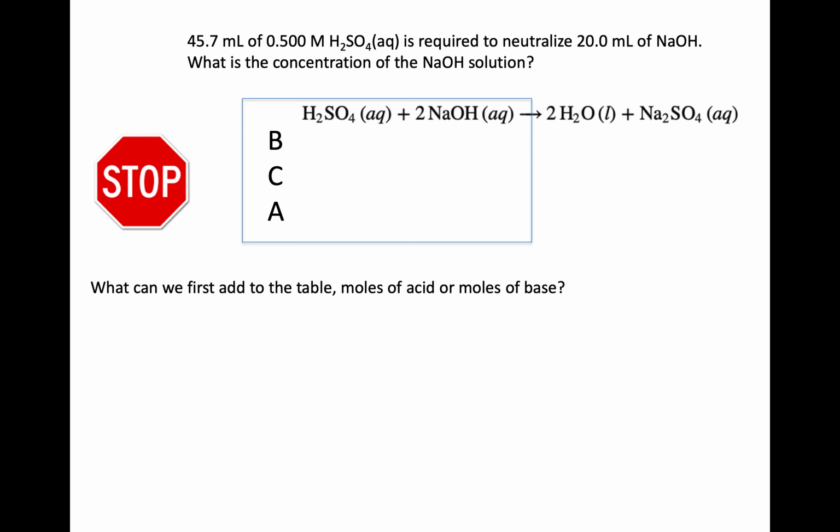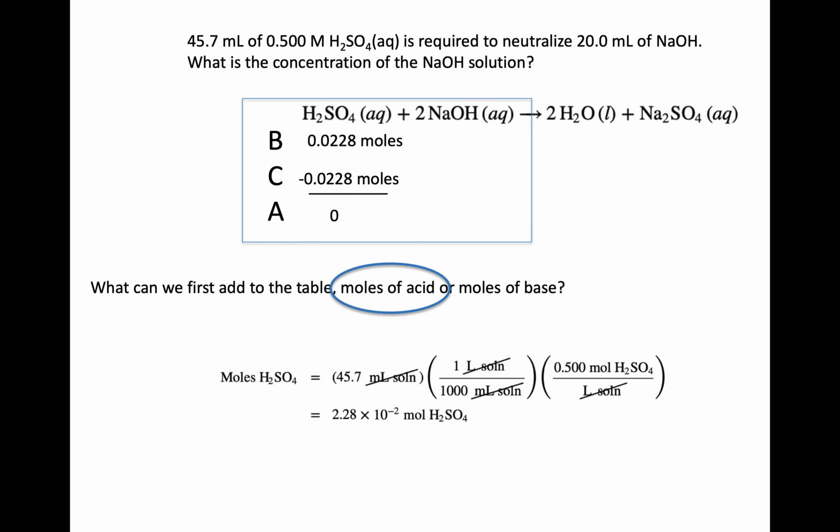So based on the information, what can we first add to the table? Is it going to be moles of acid or moles of base? I think it's going to be moles of acid. We have solution information, which is concentration and volume for the sulfuric acid. We'll combine those to figure out how many moles of sulfuric acid we have. I'm going to put that in the table. I can think of it as if that's the amount that I started with and I used it all up in order to reach the equivalence point.